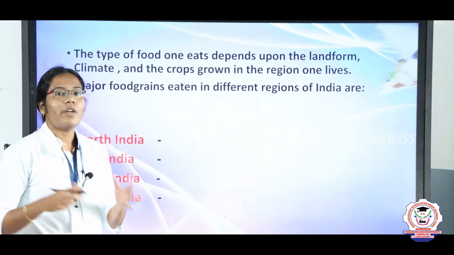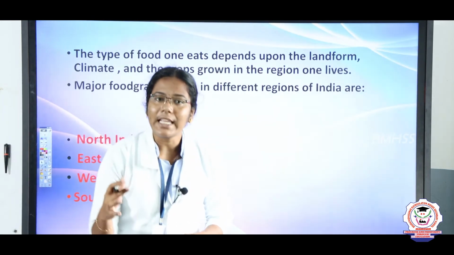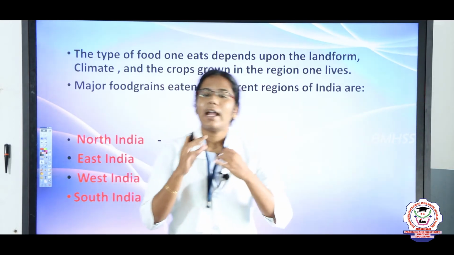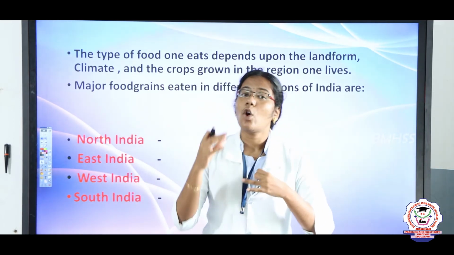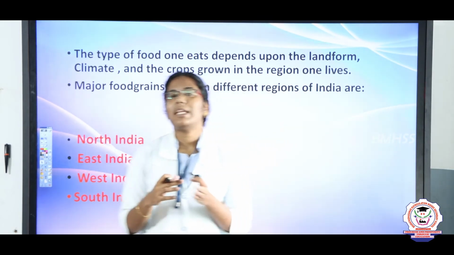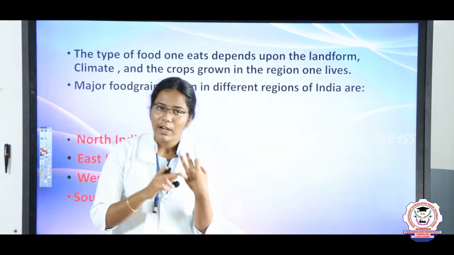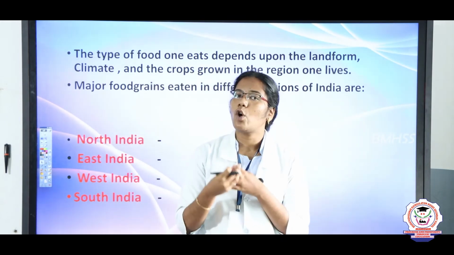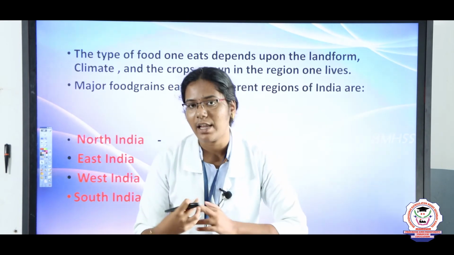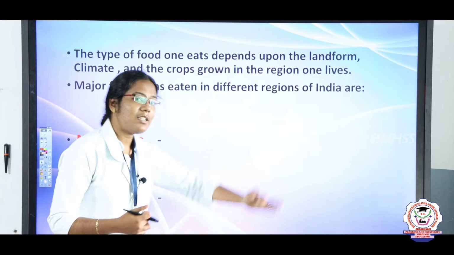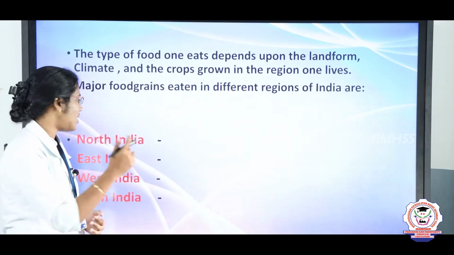Listen children, the food we eat depends upon the type of climate, their landform and the crops grown in a particular area. So, the food we eat depends on the type of landform, their climatic condition and the type of food crops which are grown in their area. Yes children, now we see the major food grains eaten in different regions of India.